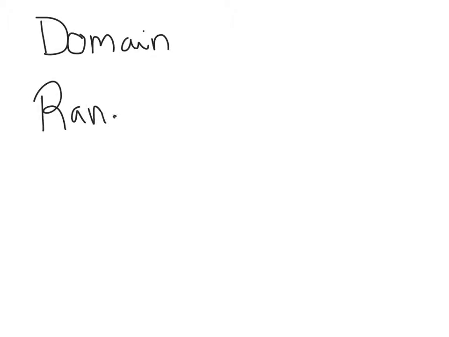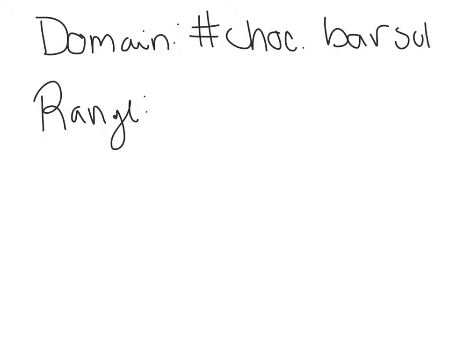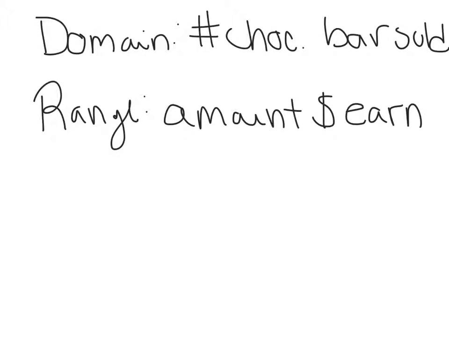Number 2 on your review says that student council is selling chocolate bars for a fundraiser. Each chocolate bar sold earns the council $2.25. What is the domain and range of this function? So let's just make a list: domain, range. Well, what is the domain? Domain is the number of chocolate bars sold, and the range is going to be the amount of money that we earn.